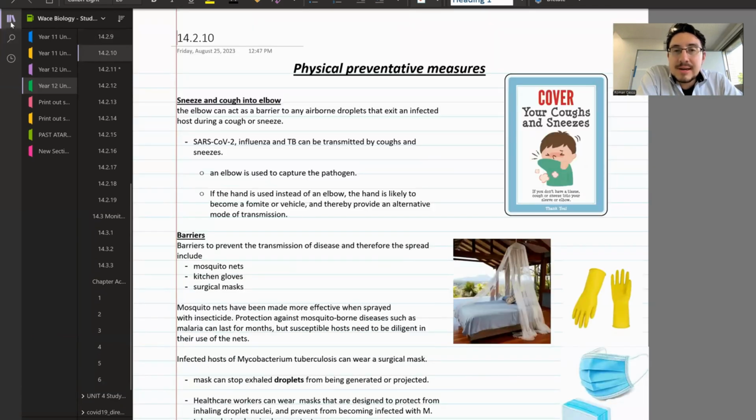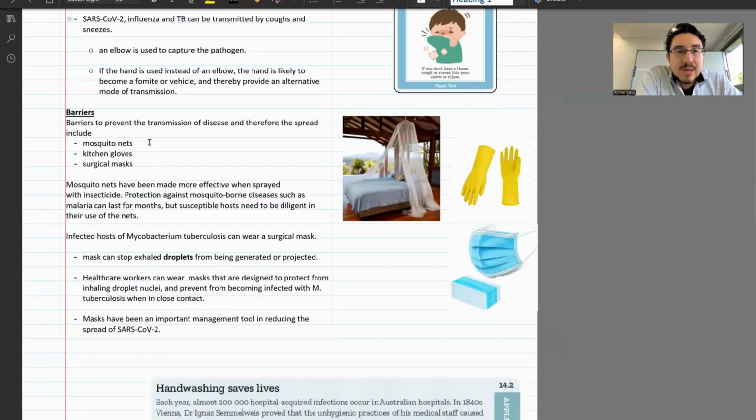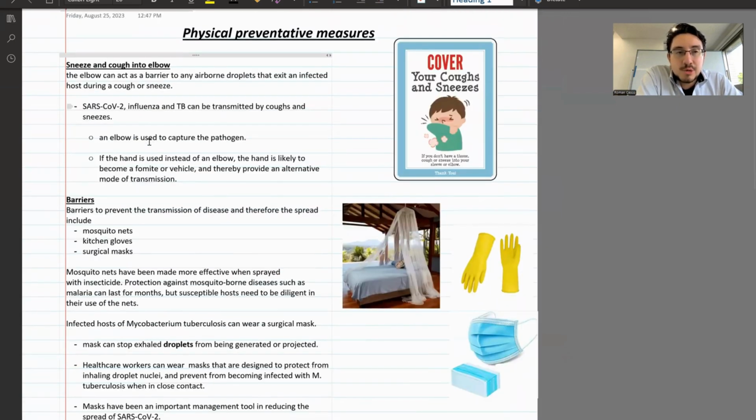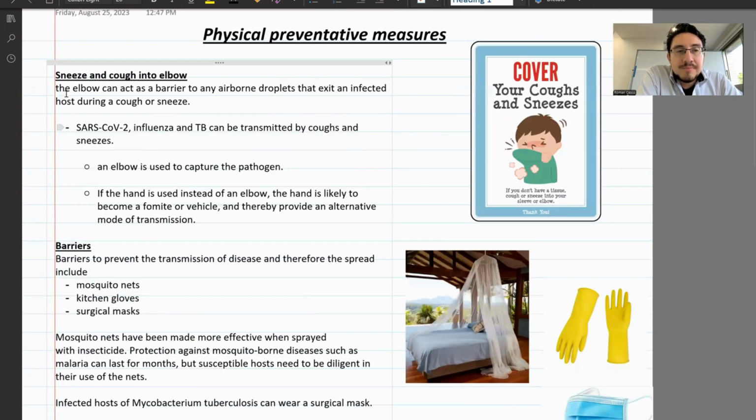All right. And lastly, I'll end this video here at this page. Physical preventive measures, right? I kind of talked about this before, but behaviors, right? Just good etiquette. When you want to sneeze or cough, cough into the elbow. Don't just cough into the air, especially if you're in a confined area, right? Cover your coughs, cover your sneezes.